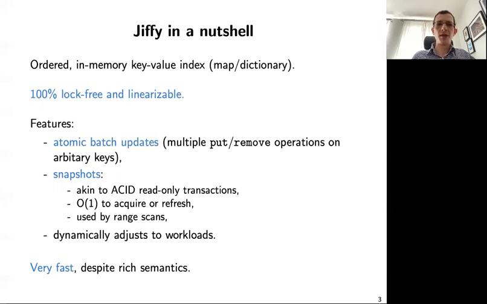Secondly, Jiffy supports snapshots, which are used, for example, by range scans. Jiffy's snapshots resemble to some extent read-only ACID transactions because they allow the programmer to repeatedly access arbitrary keys using lookups or range scans. It is in contrast to some other systems in which a snapshot is created only to facilitate a single range scan. Moreover, creating or refreshing snapshots in Jiffy is very cheap. Finally, Jiffy's internal structure dynamically adapts to changing workloads for optimized performance. It all means that Jiffy is very fast despite rich semantics.